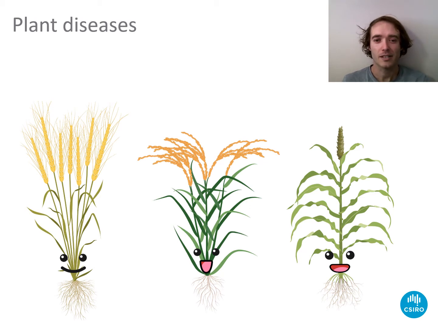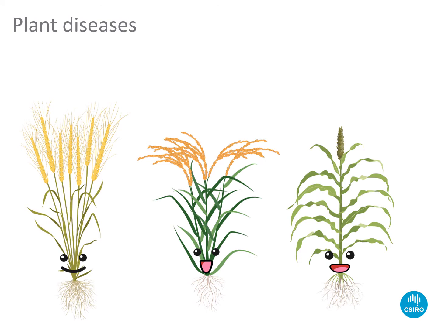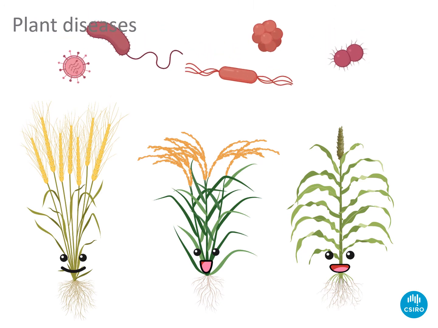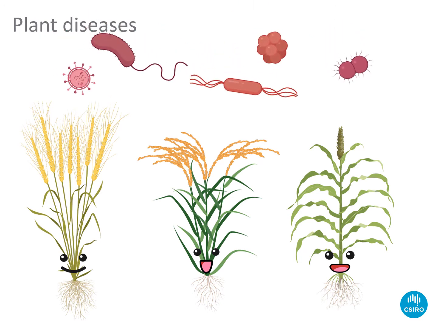And today I'm going to tell you a bit about plant diseases, what can cause them, why we work on them, and how we're trying to help plants overcome them. Like humans and animals, plants also suffer from diseases. The group that I work in mainly focuses on diseases in cereals, so crops like wheat, barley, sorghum, and rice. Plant diseases can be caused by microbes, so things like bacteria, viruses, fungi, and so on.